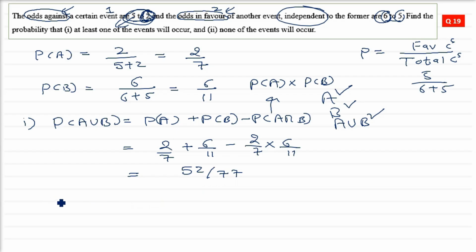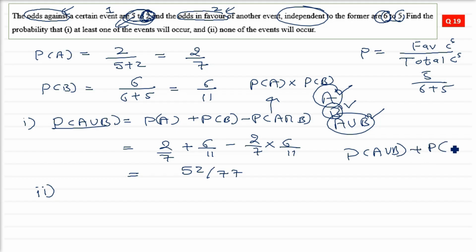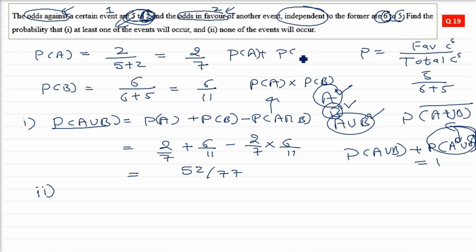Now coming to the second one, none of the events will occur. Either A or B, we are saying these are at least one of the events. None of the events will be 1 minus that. Just subtract the first one from 1. P(A union B) plus P(A union B bar) is equal to 1. Actually, I'm saying happening of an event and not happening of an event, if you combine them, it will be 1. P(A union B) and P(A union B) bar, or complement, is equal to 1.